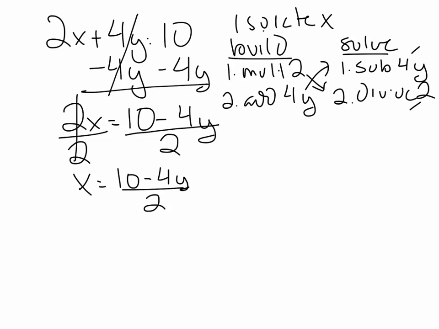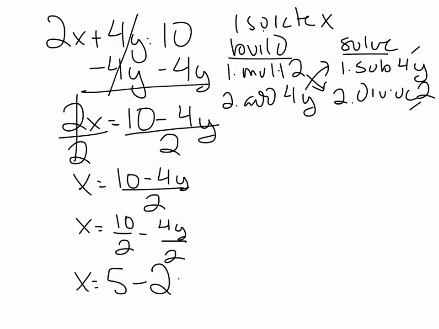Now I notice one thing: the 10 and the 4 are both divisible by 2. So I could break that up a little bit further and have 10 divided by 2 minus 4y divided by 2. Then 10 divided by 2 gives me 5, minus 4 divided by 2 gives me 2y.